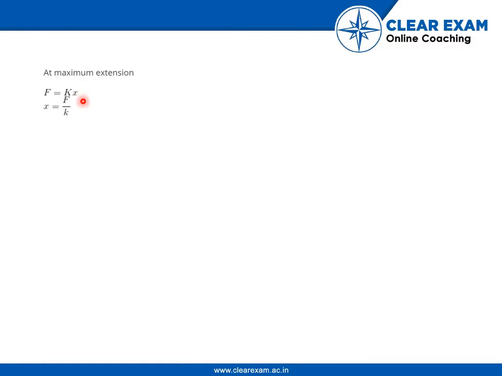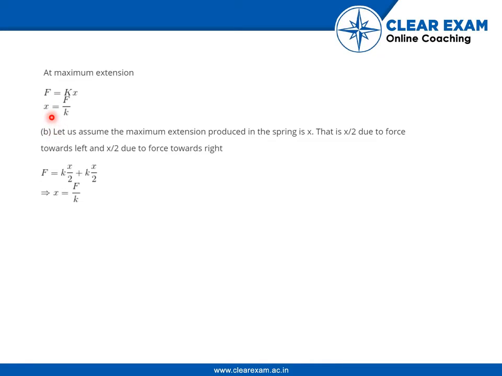Now at maximum extension we know F equals Kx. So X becomes F by K. And the next one: let us assume the maximum extension produced in the spring is X, that is X by 2 due to force towards left and X by 2 due to force towards right. So F becomes K into X by 2 plus K into X by 2, that is X equals F by K.